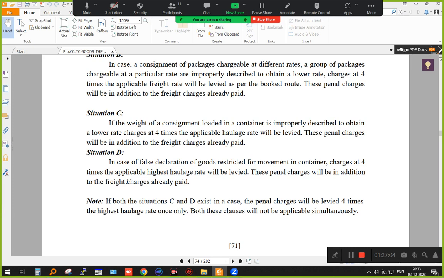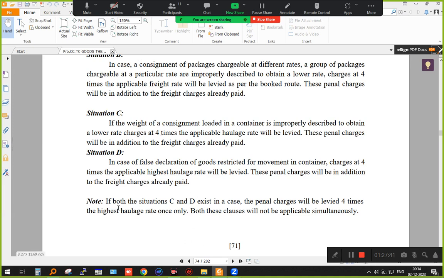See, suppose actual weight is 100 kg and a person has declared the weight 80 kg. Then we will calculate the fare for 100 kg, and we will charge 4 times. One case. In the second case, suppose it was rice of higher quality and they had declared the lower quality. Then we will calculate the fare for higher quality, and make it 4 times. Then higher of the both of the fare, then we will charge, right?